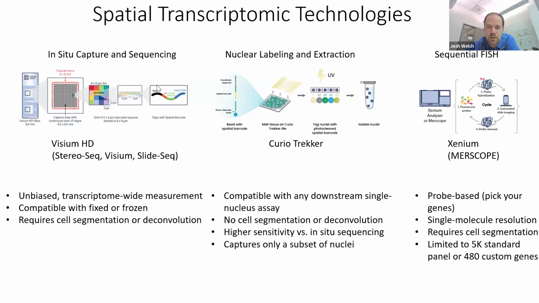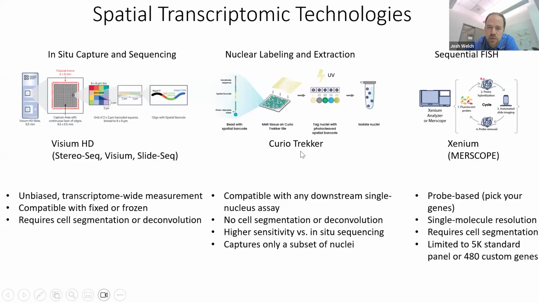Just to give you a quick review, there are several different classes of spatial transcriptomic technologies. Here we'll mostly be focusing on the first two, which are both sequencing-based, and they perform unbiased transcriptome-wide quantification of gene expression. One class of approaches performs in situ capture and sequencing, and this would include approaches like Visium HD, Stereo-Seq, low-resolution Visium, and Slide-Seq, and a bunch of other approaches. These technologies give you unbiased transcriptome-wide measurements, but they require either cell segmentation or deconvolution because they essentially give you gene expression measurements at fixed position spots. And so you have to figure out the relationship between cells and spots.